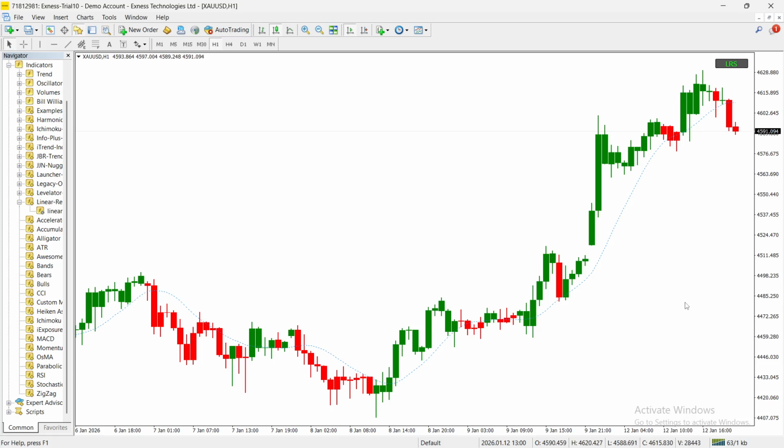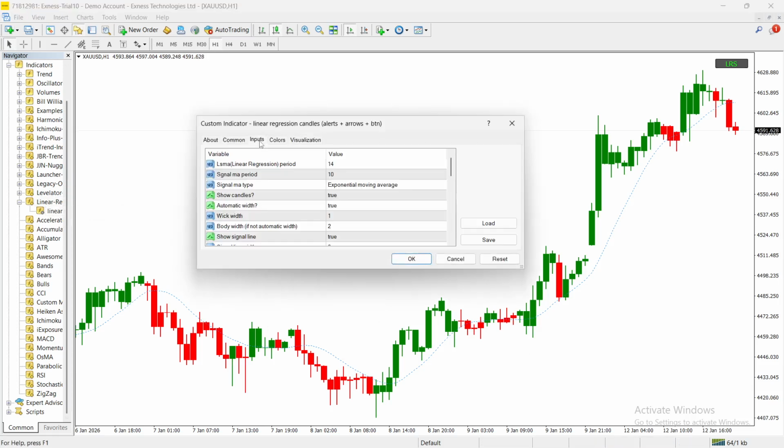When price is consistently above the linear regression line, the candles remain green, suggesting a strong bullish trend, while price below the line produces red candles indicating a bearish trend, with the interaction between candles and regression providing a powerful tool for predicting market movements. As for the settings, let's take a look at the inputs.